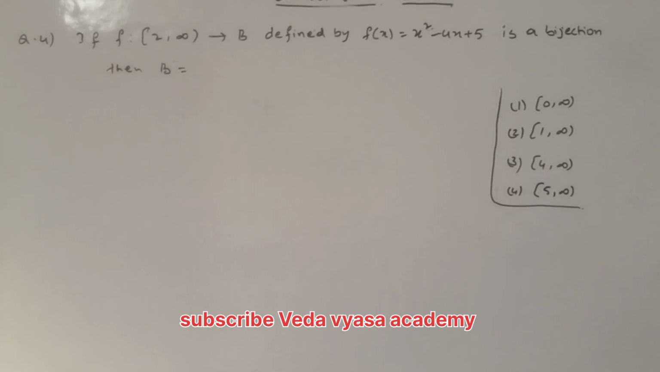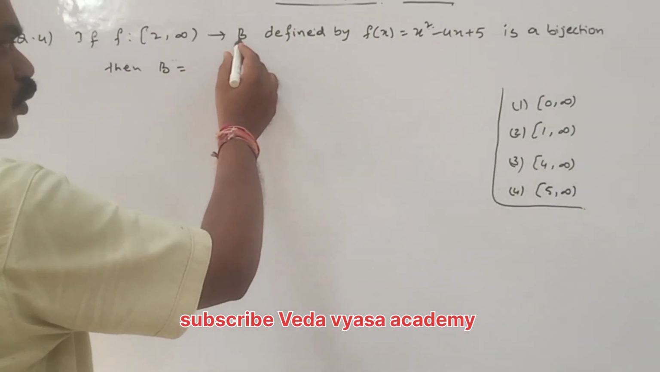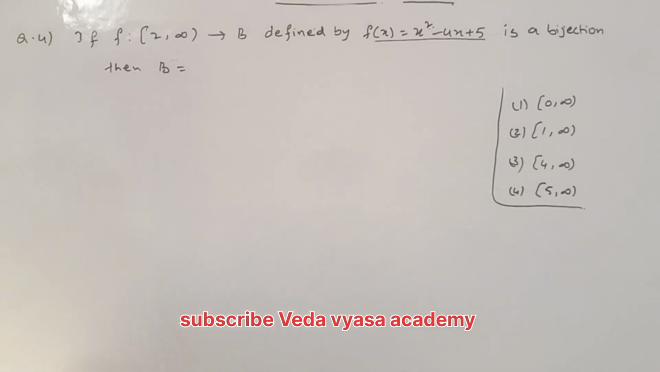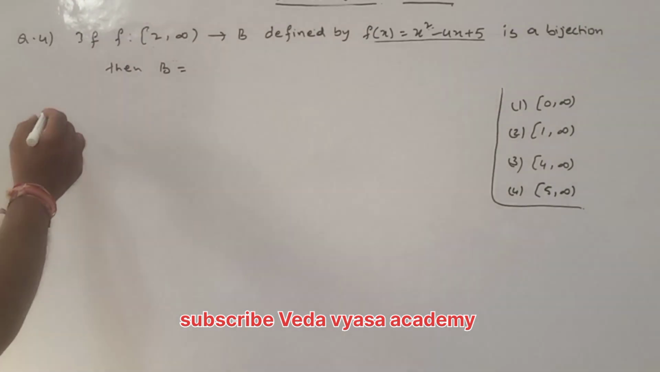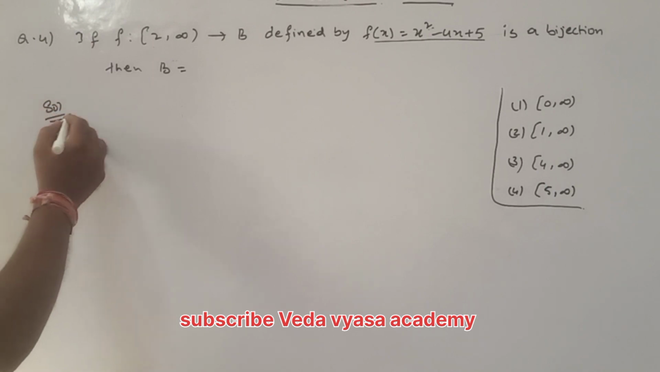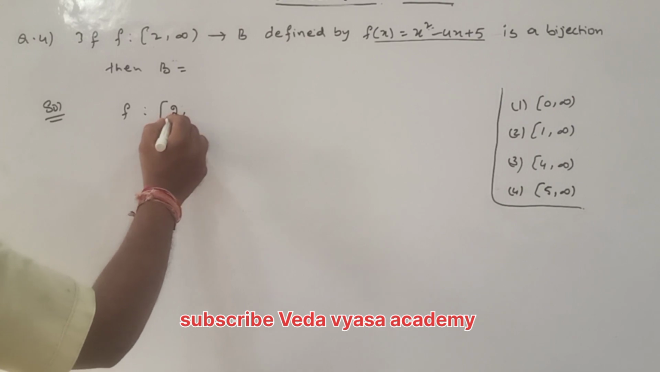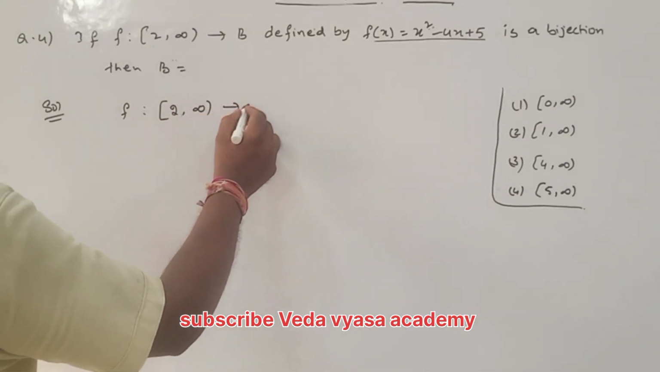Here we have one more problem. If f from the closed interval [2, infinity) to b, defined by f of x is equal to x square minus 4x plus 5, is a bijection, then b is equal to what? Here the function f is from the closed bracket 2 to infinity to b.